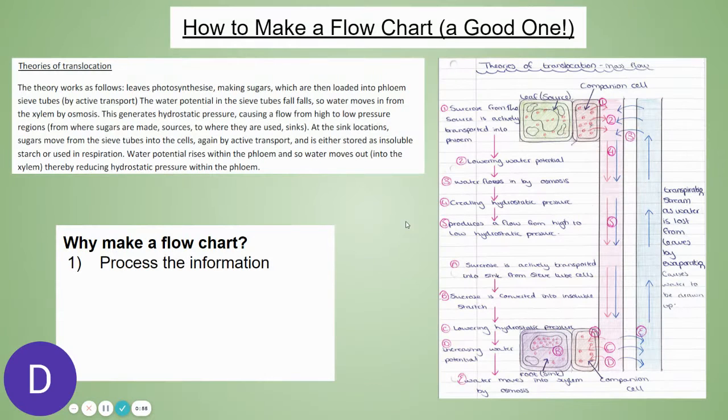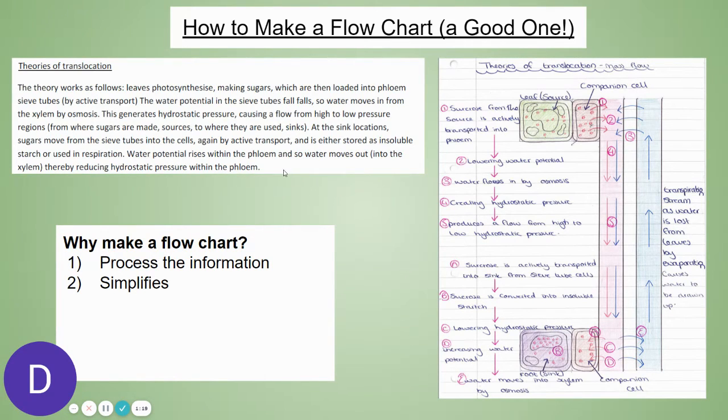The first thing is it forces you to process the information. You can't just read that information and think that by reading a paragraph you're done with it. You need to process it, and a really good way of processing a sequence of events is to put it into a flow chart. The other thing is it simplifies the process.